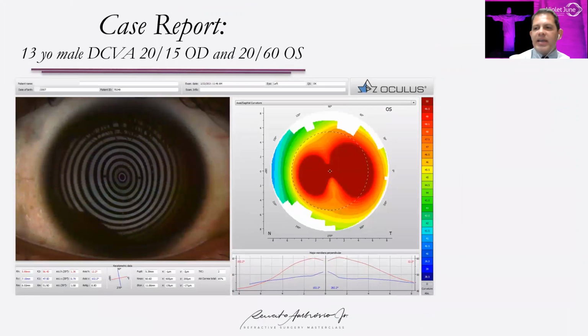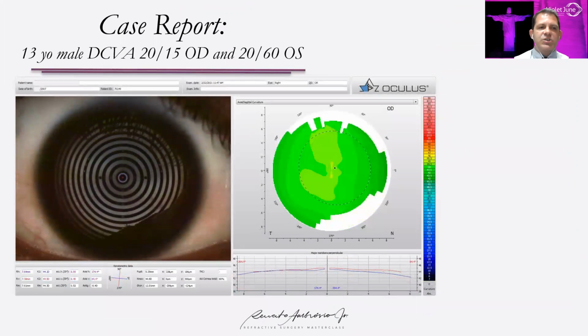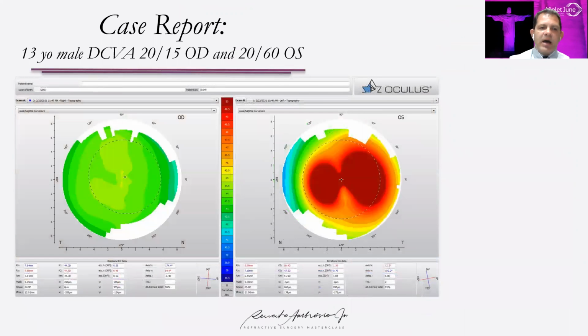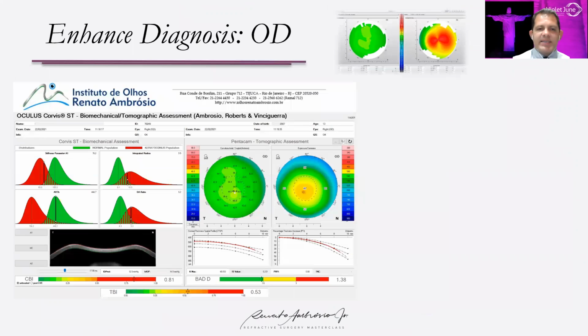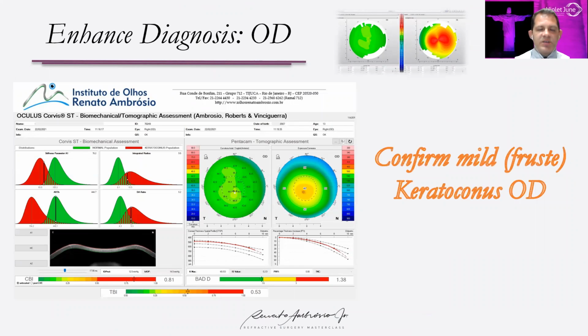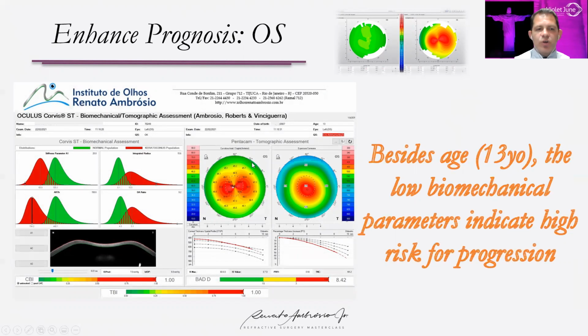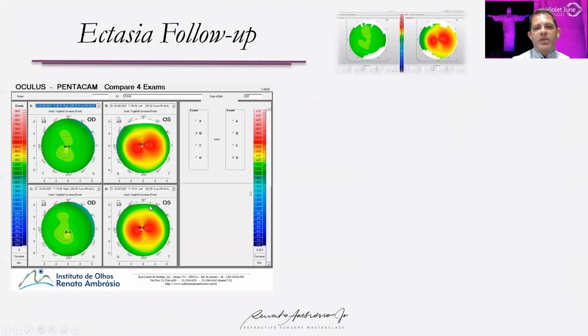Interestingly, I have a case report here, just to finalize this talk, with a patient that presented with very asymmetric ectasia. How the exams can help us. Exams can help us first confirm ectasia in the right eye. This is a patient that has mild keratoconus in the right eye despite 20/15 corrected distance vision, and also in the left eye, not only because he was 13 years old, but because of very low SPA1, which is the stiffness parameter at the first applanation moment. This patient has a high susceptibility for progression.